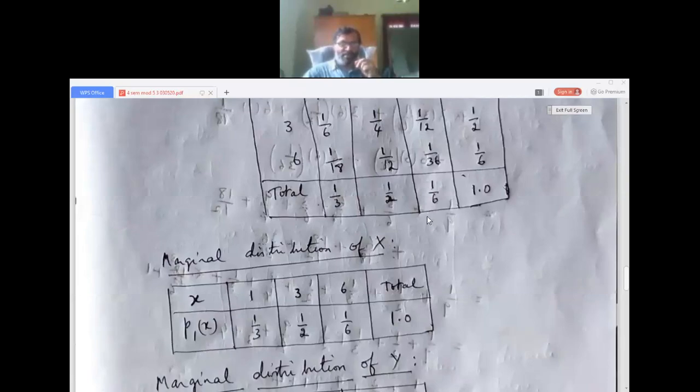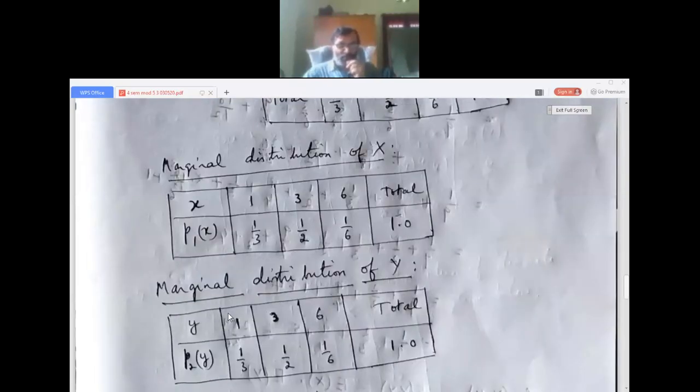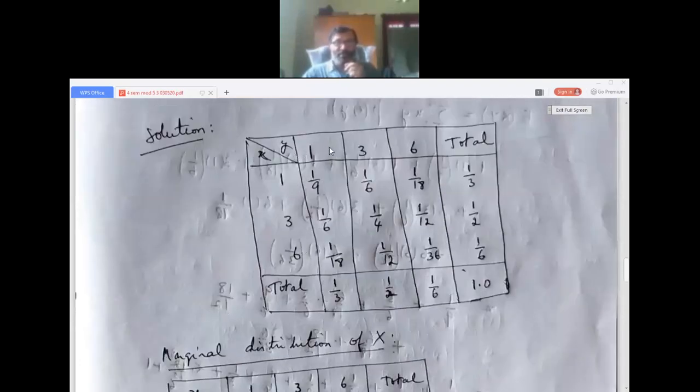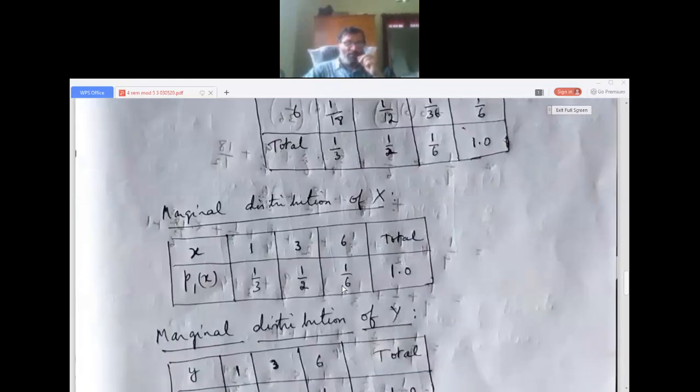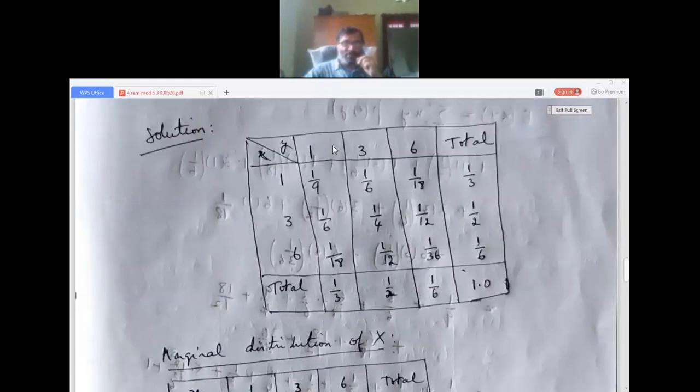Now the marginal distribution of y. First row y, second row P2 of y. So y means, as it is given here, 1, 3, 6. You can see for the x values, P1 of 1 is 1 by 3, P1 of 3 is 1 by 2, P1 of 6 is 1 by 6. Similarly here, because they are the same in this particular case, P1 of y is 1 by 3, 1 by 2, 1 by 6 for the values of y.